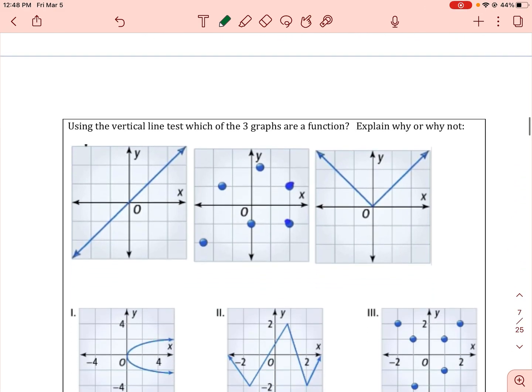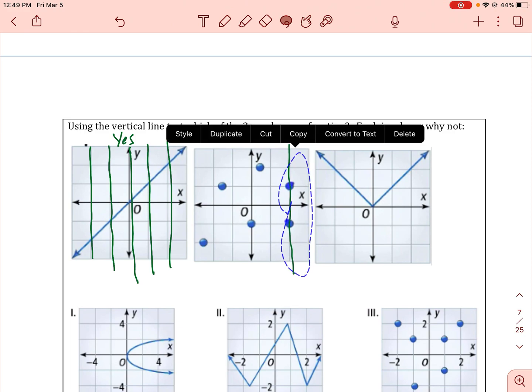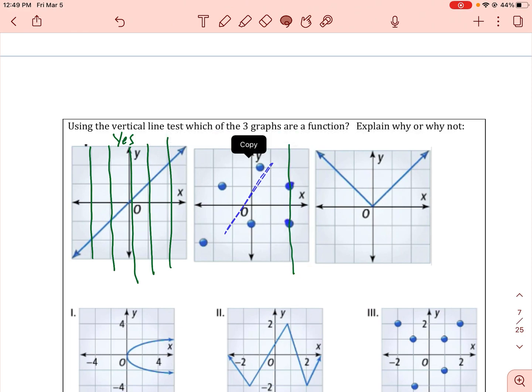So let's test that out here. So if I draw vertical lines everywhere on this graph, it only touches in one place. So yes, this is a function. So here, if I draw a vertical line, see how right here it only touches 1 point, touches 1 point, touches 1 point, but here it touches 2 points. So this graph right here is not a function.